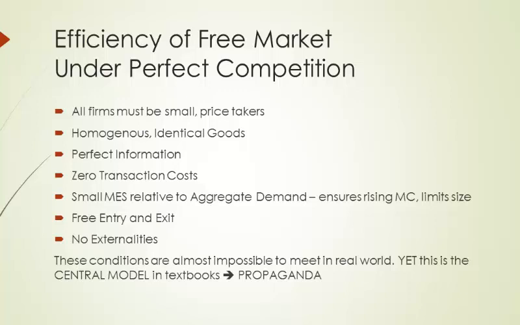Now, actually, you can take these exact same textbooks and the exact same theorem and interpret it to say that, look, these are the only conditions under which free markets can be efficient, and obviously none of these conditions are met in the real world, and so free markets are not efficient. So basically the textbooks are teaching propaganda. These conditions are impossible to meet, but this is the central model.